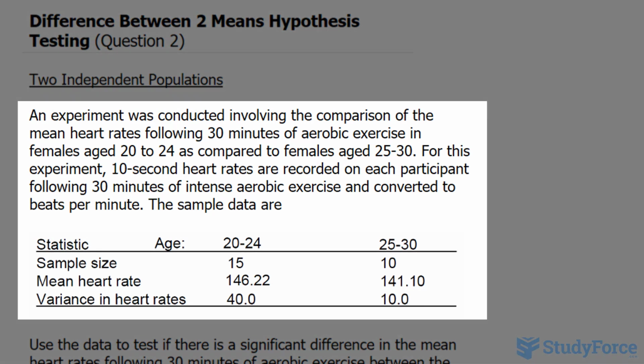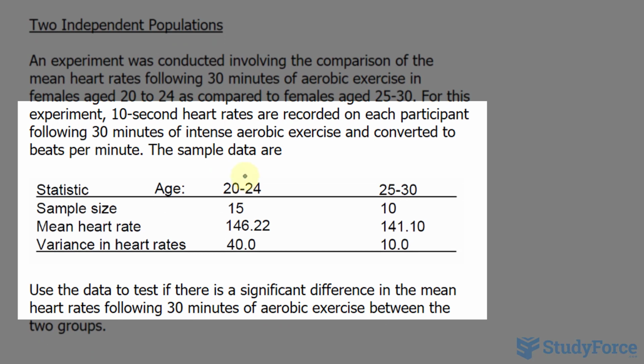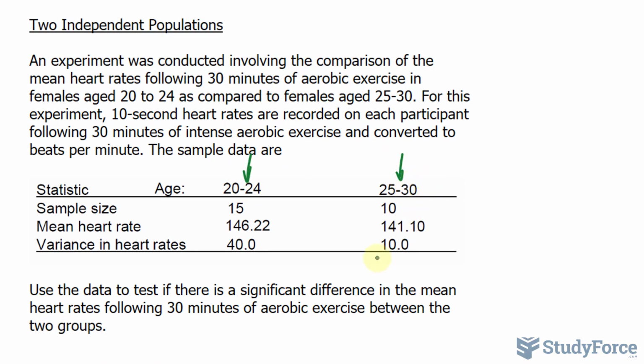The question reads: an experiment was conducted involving the comparison of the mean heart rates following 30 minutes of aerobic exercises in females aged 20 to 24 as compared to females aged 25 to 30. For this experiment, 10-second heart rates are recorded on each participant following 30 minutes of intense aerobic exercise and converted to beats per minute. The sample data is found below. Take a look at the sample data. This column is for 20 to 24. This column's for 25 to 30.